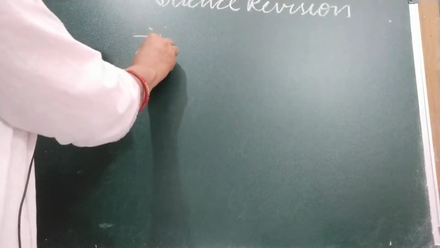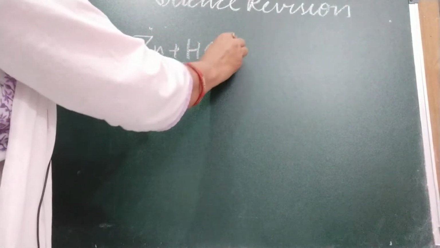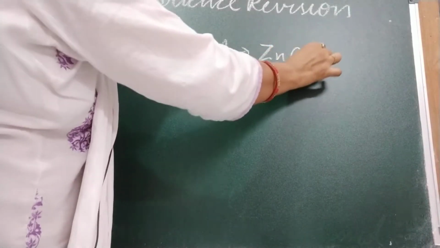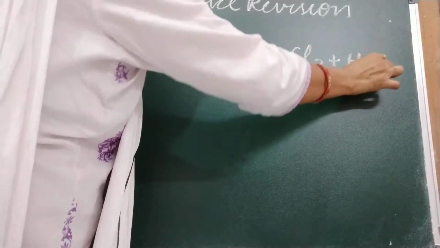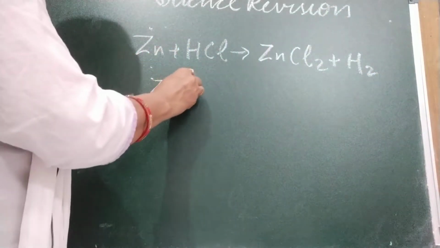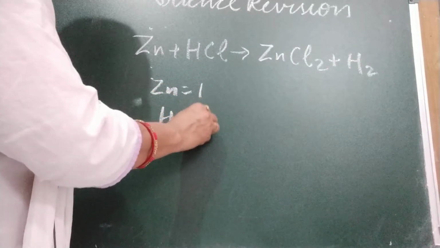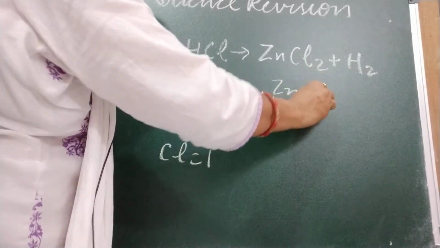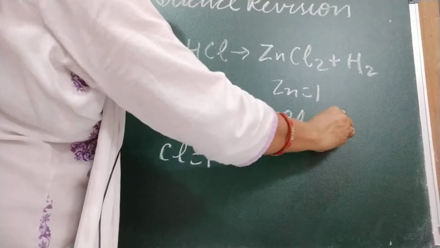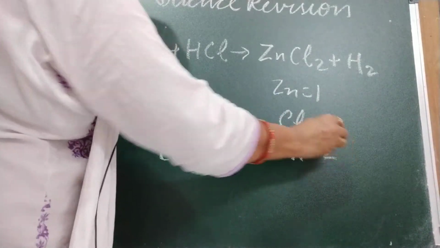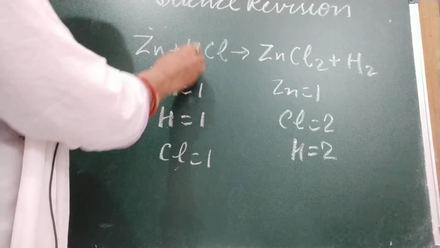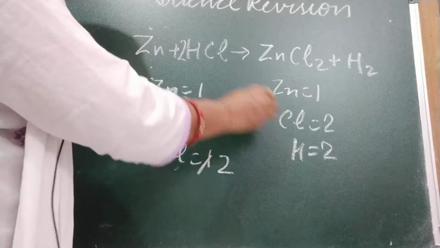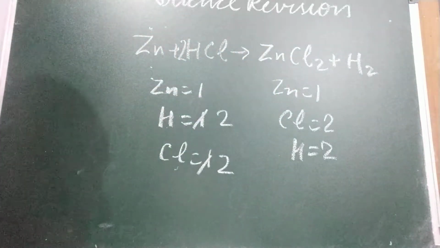When zinc reacts with hydrochloric acid, it gives zinc chloride plus hydrogen gas. Here, how many zinc are there? 1. How many hydrogen? 1. How many chlorine? 1. Zinc 1, chlorine 2 and hydrogen 2. So we need to make it 2. Here we are going to write down 2. Hydrogen is now 2. Chlorine is 2. So it is a balanced equation.